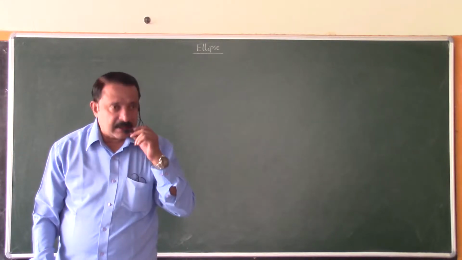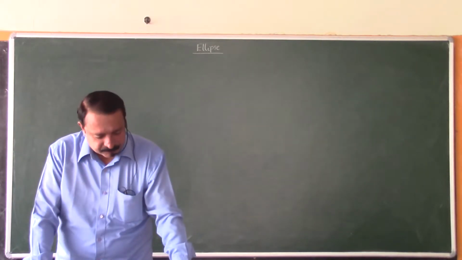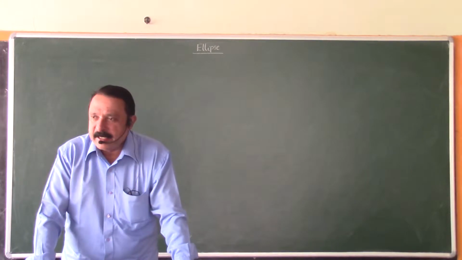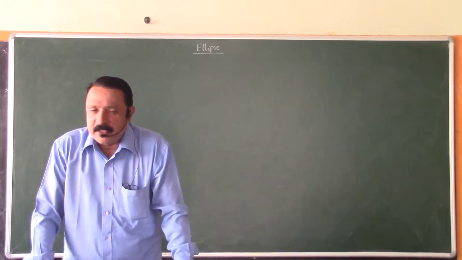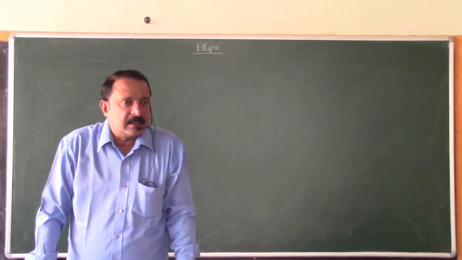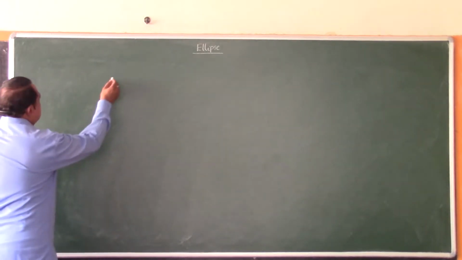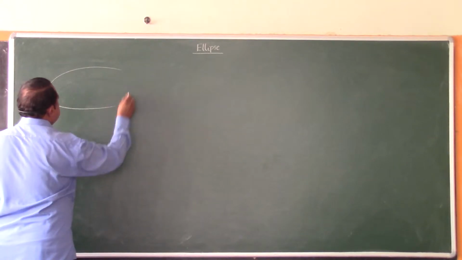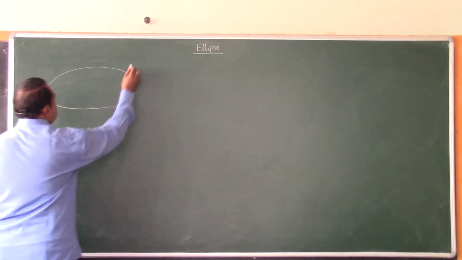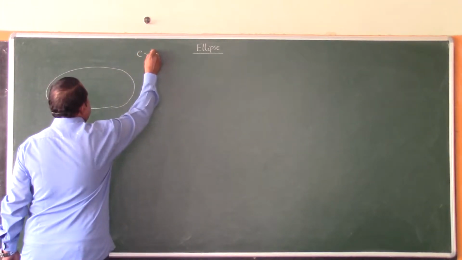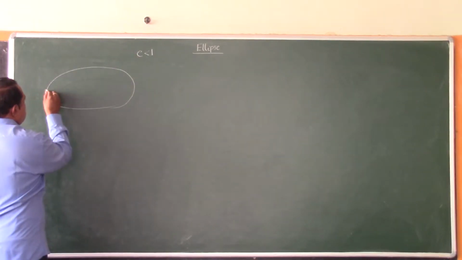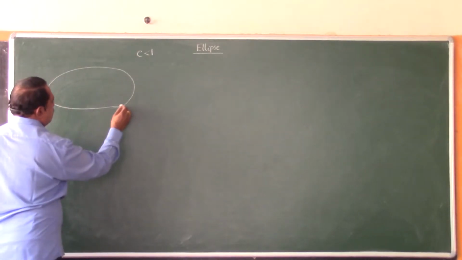Basics of ellipse. Some important key concepts of the conic section ellipse. As you all know, an ellipse is a conic section whose eccentricity is less than 1. And this is the shape of the ellipse.